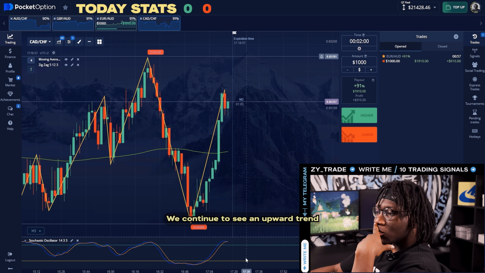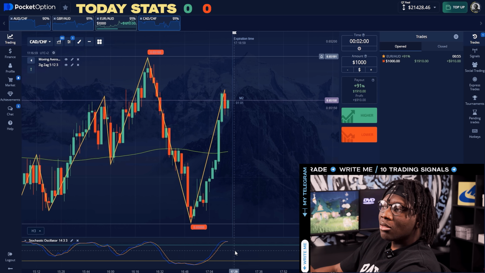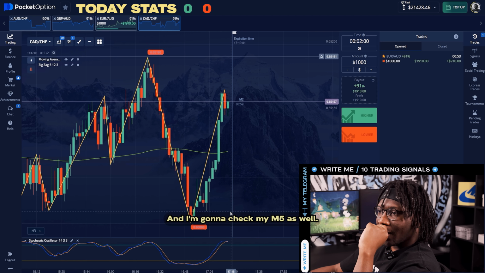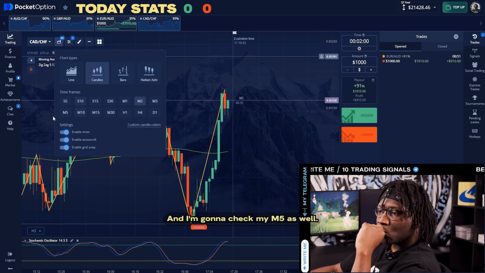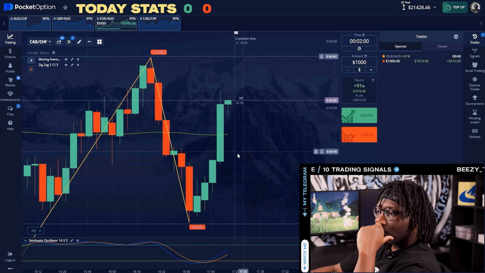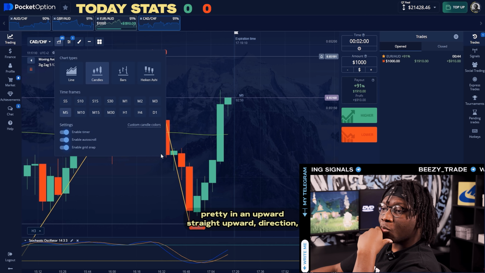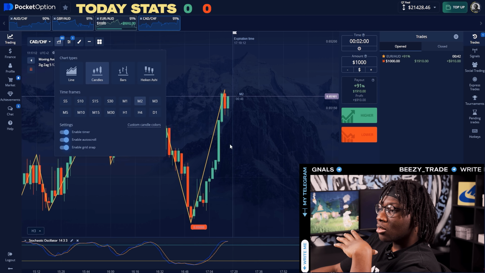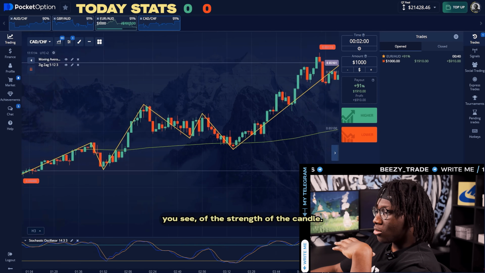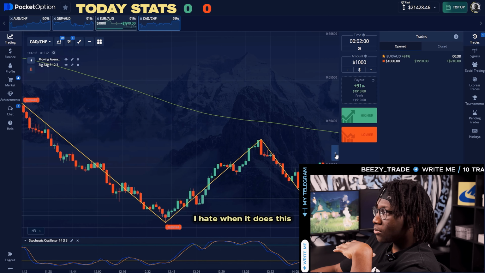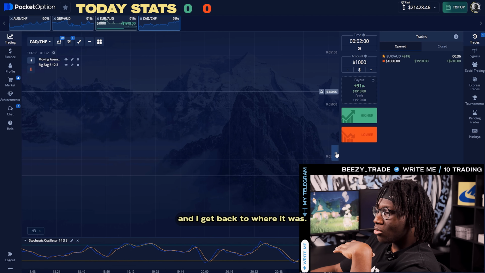We continue to see an upward trend? Maybe. And I'm going to check my M5 as well, and I'm seeing that the market is pretty much in an upward direction. You see, off the strength of the candle, I hate when it does this. Can I get back to where I was?